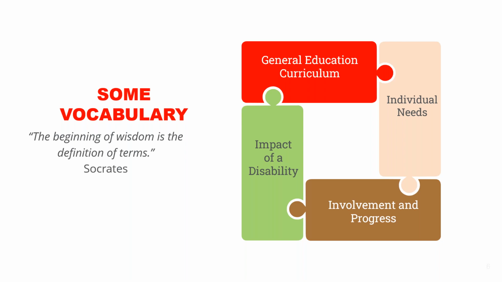Now, the next step is, once we identify the individual needs of the student, we also have to determine, if they have a disability, what impact that disability is going to have on their involvement and progress in the general ed curriculum. And once we've determined the impact of the disability, that's when we can really look at what this student needs, right? What do they need to be successful in the classroom? And that's where your recommendations, accommodations, modifications, etc., come into play.